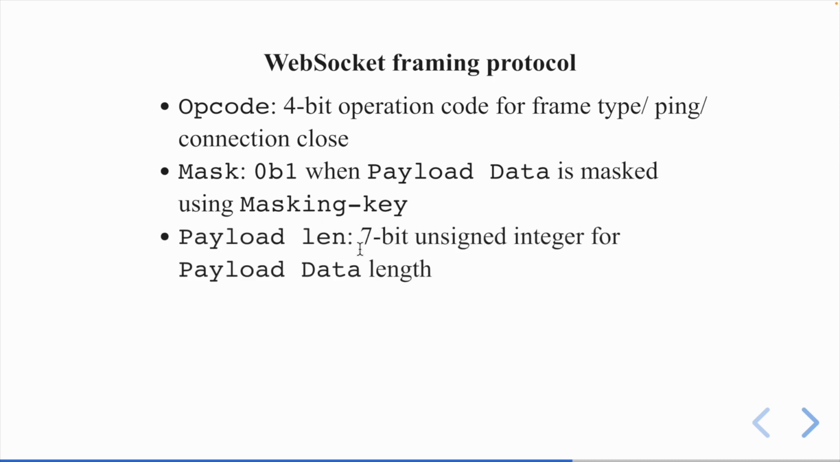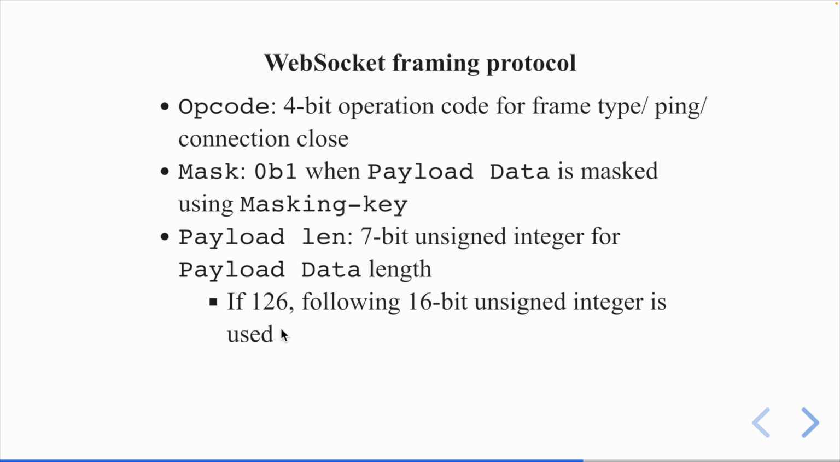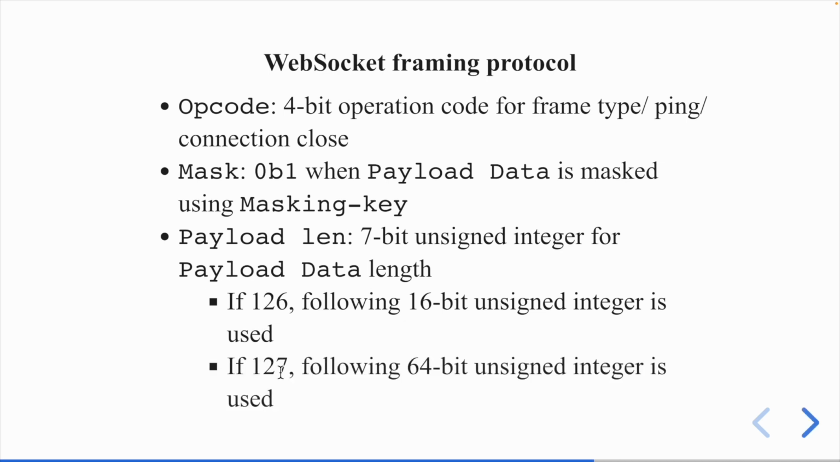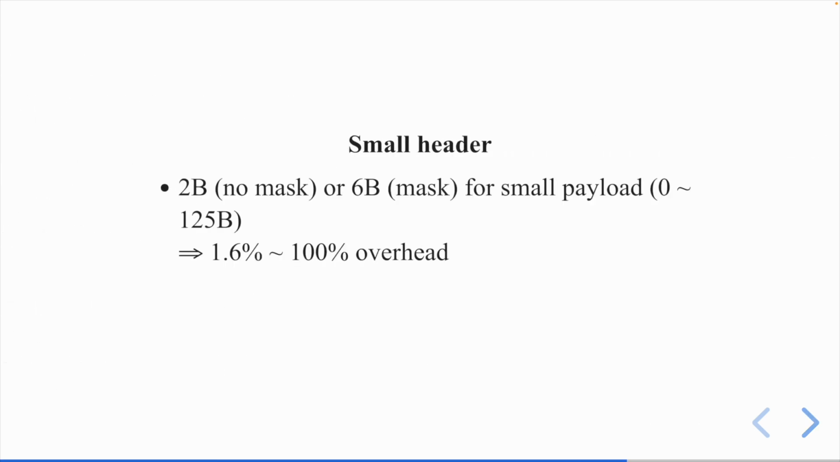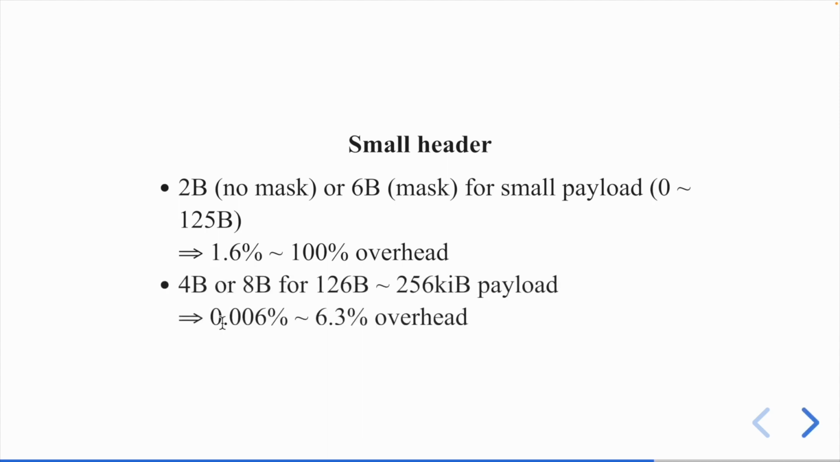Payload length is 7-bit, but if it is 126, the following 16 bits are used as an unsigned integer to specify the payload length. And if it's 127, then the following 64 bits are used. This means we could potentially have 2 to the 64 bytes content length. The header is small. It can be 2 bytes if the payload is under 125 bytes, which has overhead down to 1.6%, and is also very low overhead for medium-sized payloads.